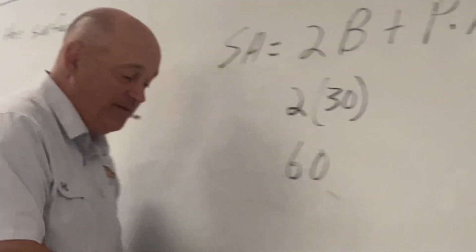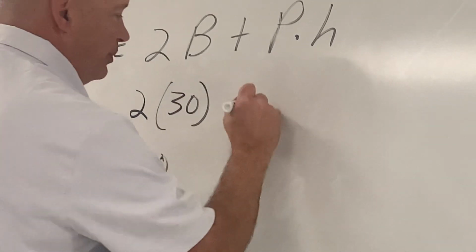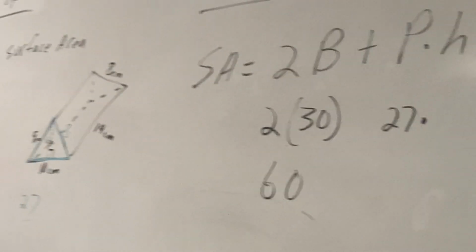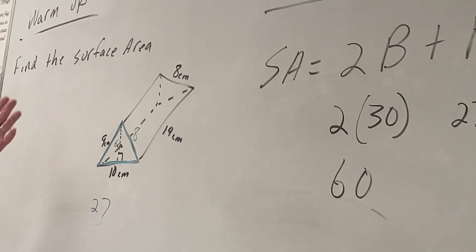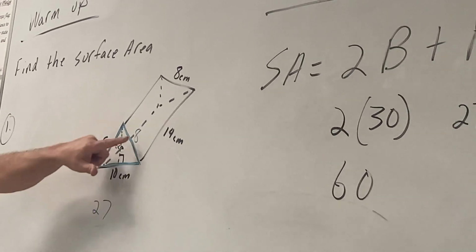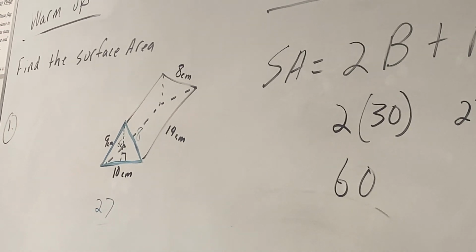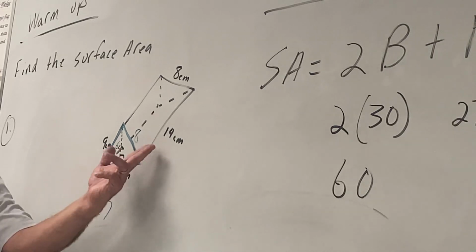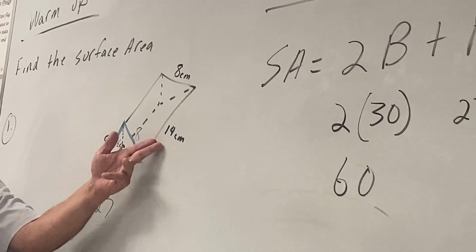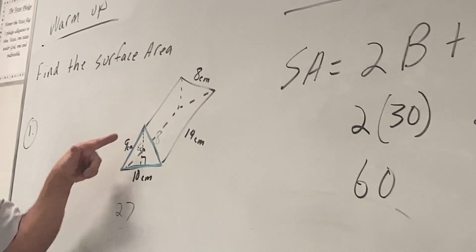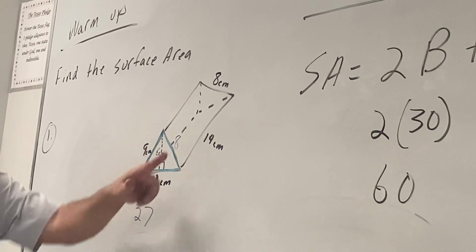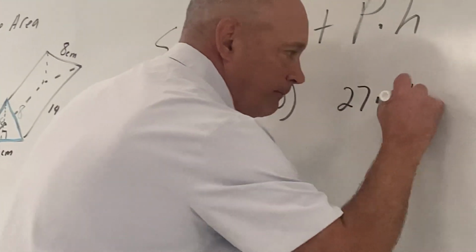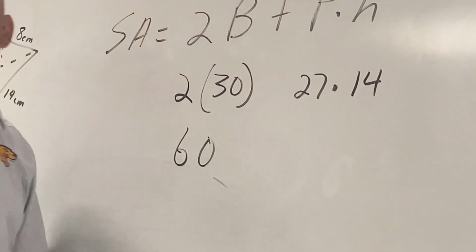The perimeter of this triangle is 27. So let's go over here and plug in 27 times what number has to be the height of my pyramid? I'll give you a hint. Don't use any of the numbers on the blue triangle. There's only one number left that has to be the height. No 8, no 9, no 6, no 10. The only number left that we haven't used has to be 14. All right, what's 27 times 14?